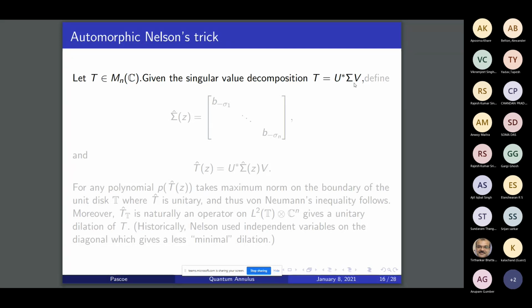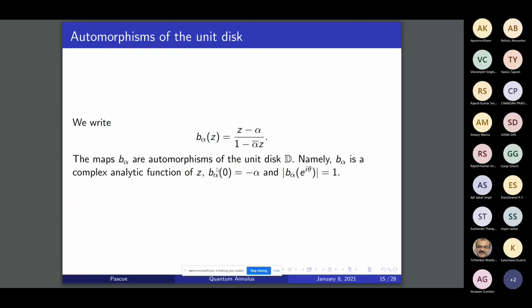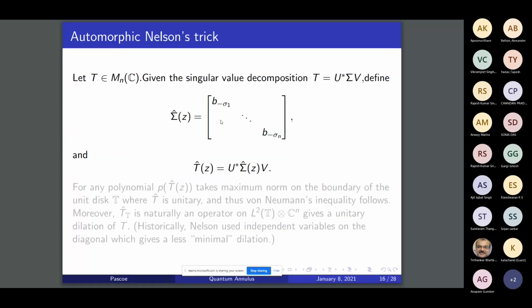And then we could define a matrix-valued function by just putting b negative sigma 1, b negative sigma 2, up to b negative sigma n on the diagonal of a diagonal matrix. We'll call that sigma hat of z. Note that at 0, this is supposed to just give me sigma, because recall that b alpha of 0 is negative alpha. So whenever z is 0, here I'm going to get sigma 1, here I'll get sigma 2, then eventually I'll get sigma n. And so then I'm going to define T hat of z to be just U star sigma hat of z V.